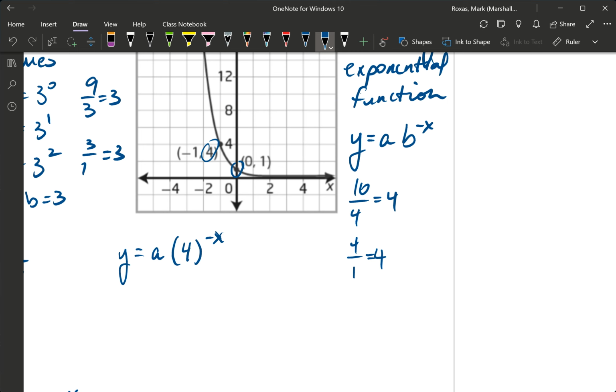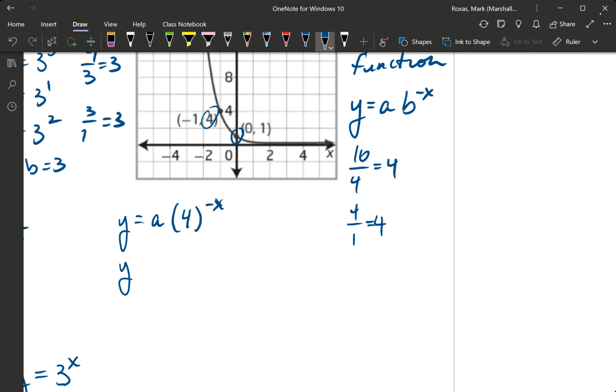Okay, as one way of doing it. But generally, we know that we don't like expressing things as negative exponents. I could express the positive exponent of this. And so recall that the positive exponent is obtained by taking the reciprocal of the base. And so I could express this function as y equals a times 1 over 4 to the power of x. Okay, and so this further confirms that we have a decreasing exponential function. Our base value is now a number between 0 and 1. Okay, and then I can use a coordinate such as negative 1 and 4 to find a.